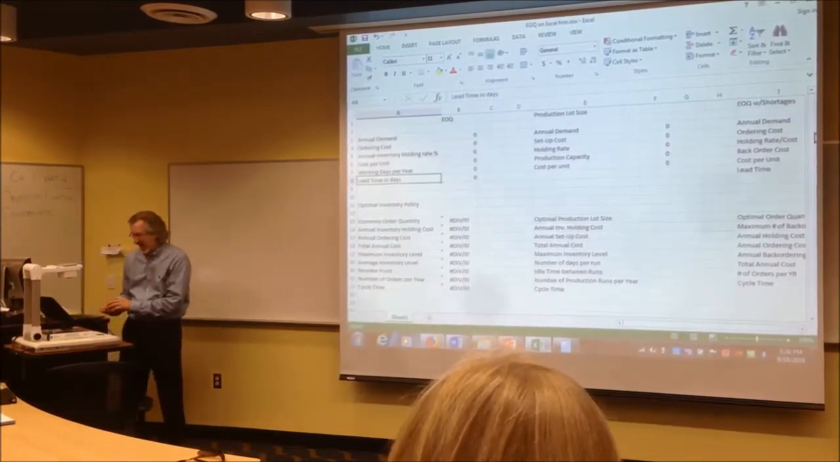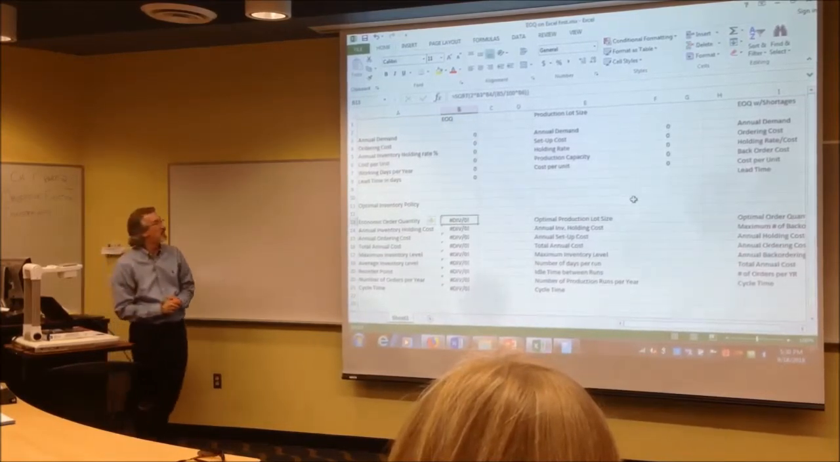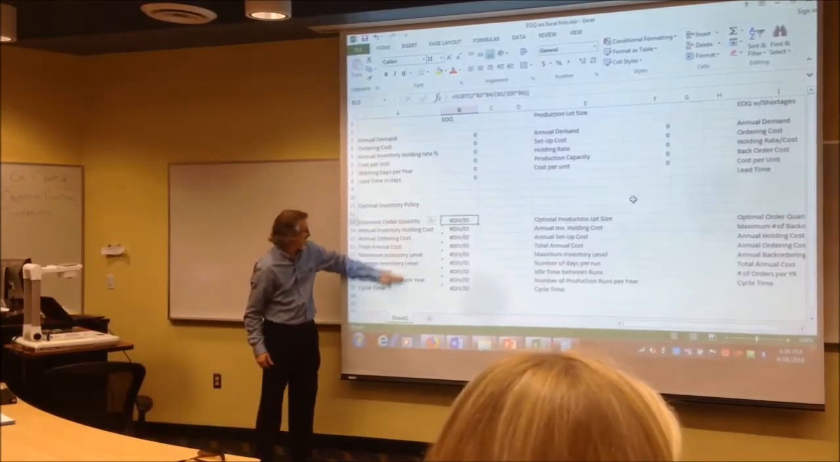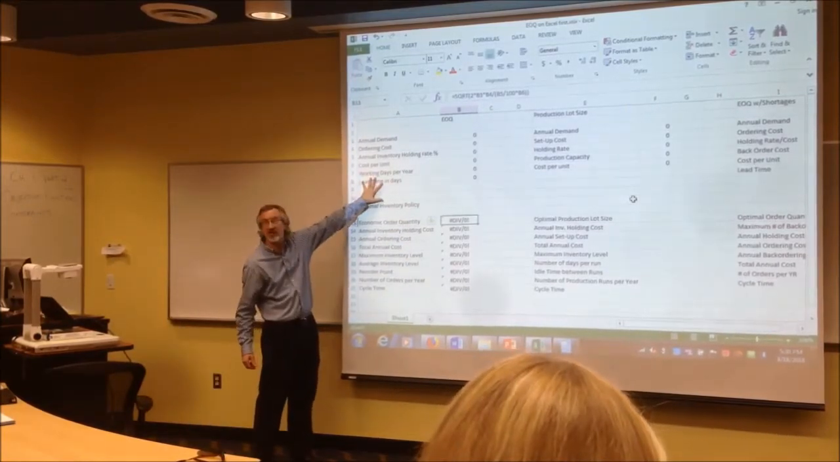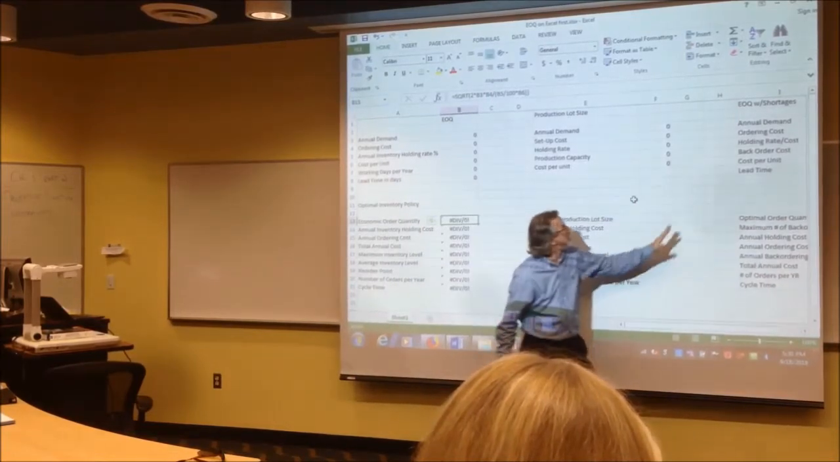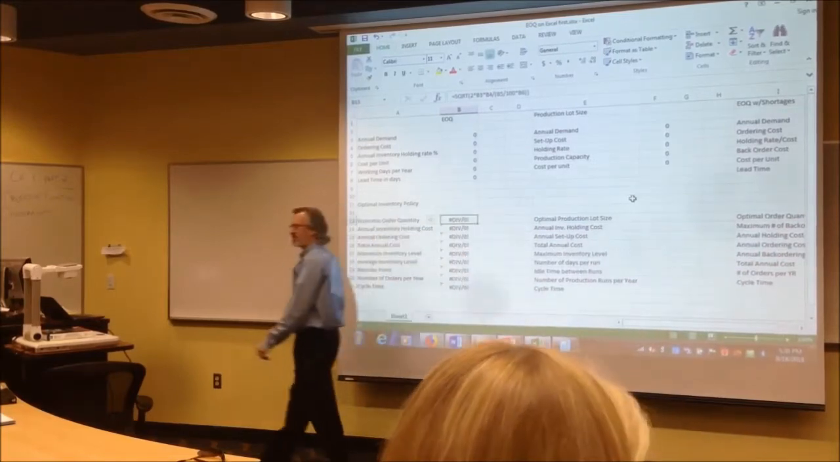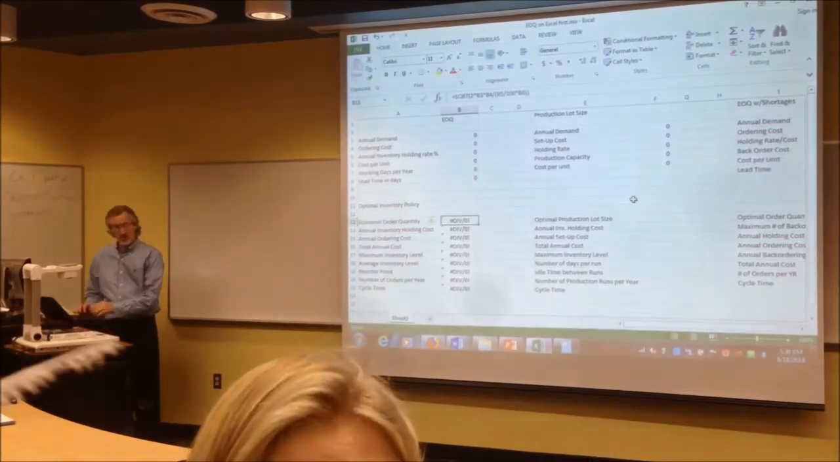In the spreadsheet, I did the calculations using cell locations for calculating all these for the EOQ model. Here's the production lot size, which is not complete. Here's shortages, and I don't think there's the discounts. I don't think that was on there. But I want to show you how I did it.